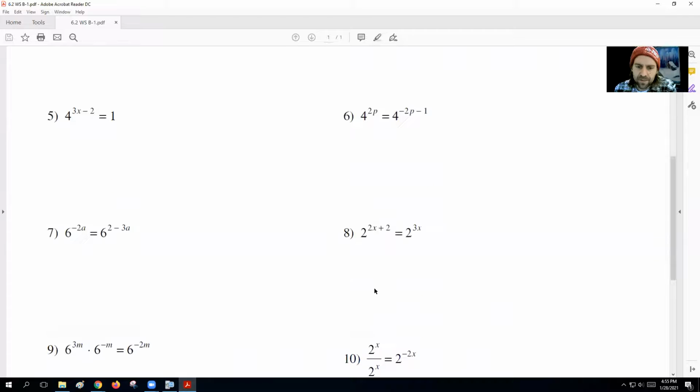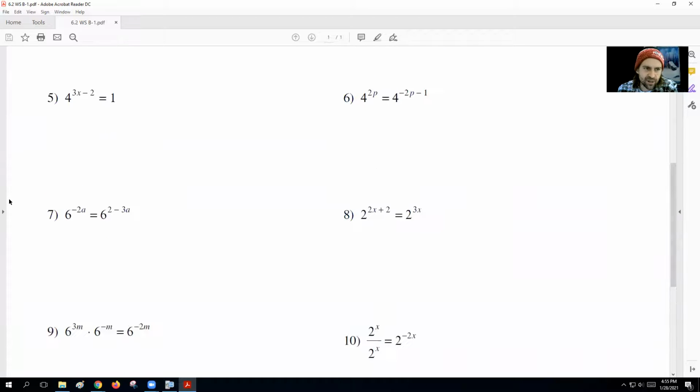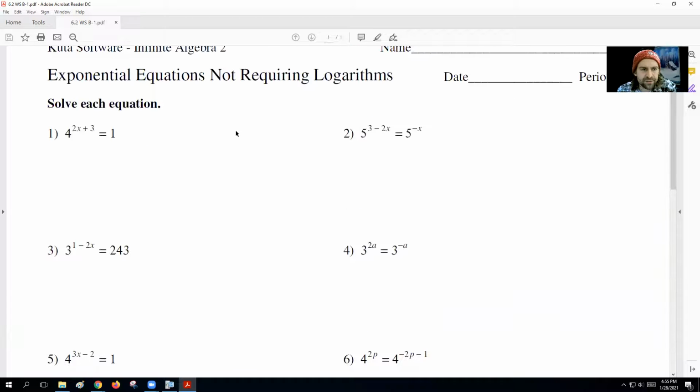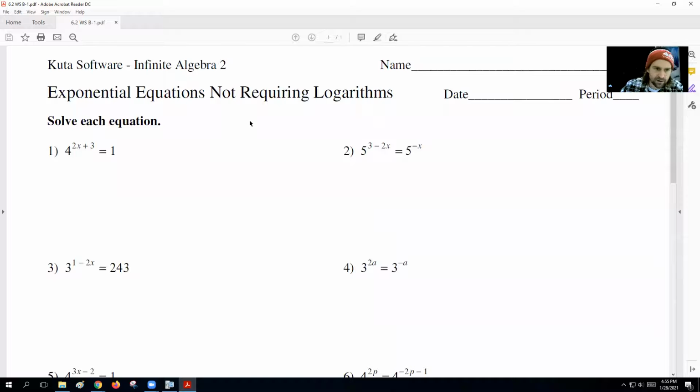So we have this worksheet here, and what I'm going to do is I'll do all these problems here on the left, and that should help you out with the problems that are on the right. So follow along here, you should be all right. So a couple problems here we're going to solve by finding common bases.